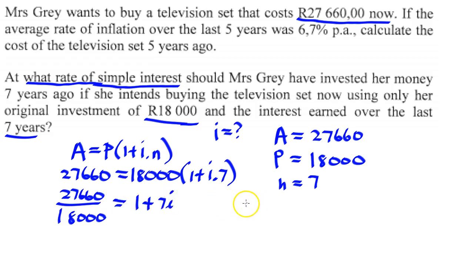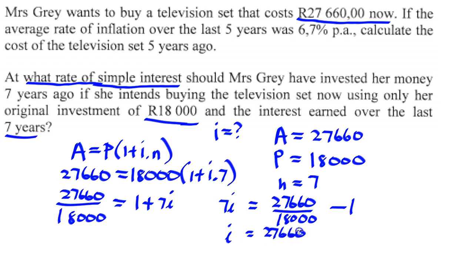Therefore, let's make I the subject of our equation. So that would be 7I equals 27,660 Rands over 18,000 Rand. Remember, we can do this in parts. Minus 1. I equals 27,660 Rand divided by 18,000 Rand minus 1, and we can divide all of that by 7 to give us our final answer. Our calculator can handle this equation quite easily.